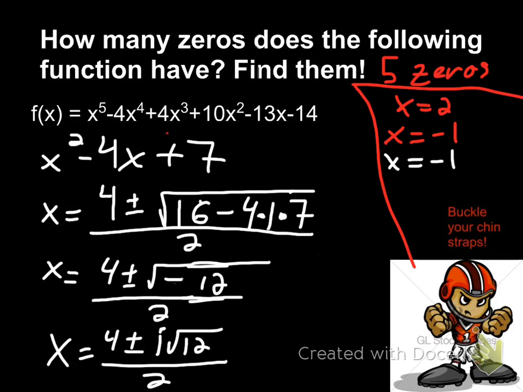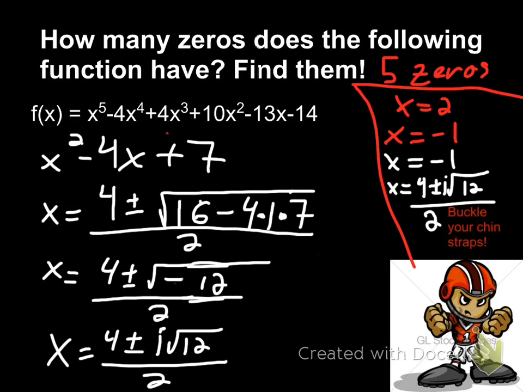Now, last chapter we said, hey, we got to reduce and simplify that square root of 12. I'm not concerned about reducing the square root of 12, simplifying it, okay? So let's just leave it as 4 plus or minus i square root of 12 over 2. So as we're keeping track of our solutions, we better write that. x equals 4 plus or minus i times the square root of 12, all divided by 2.